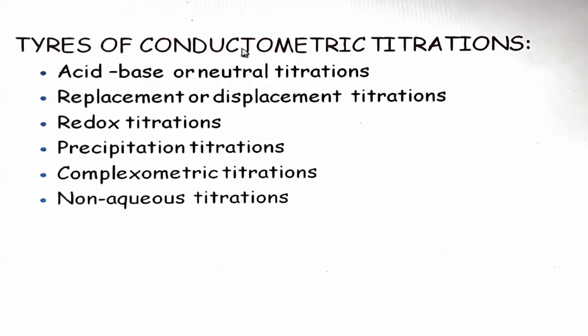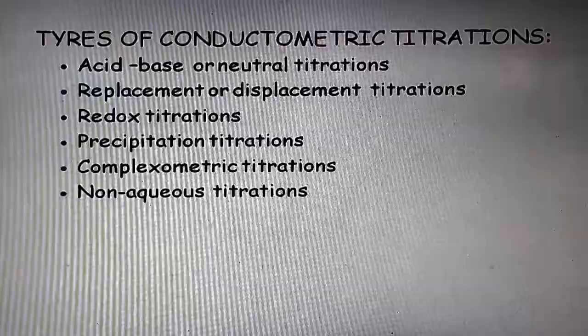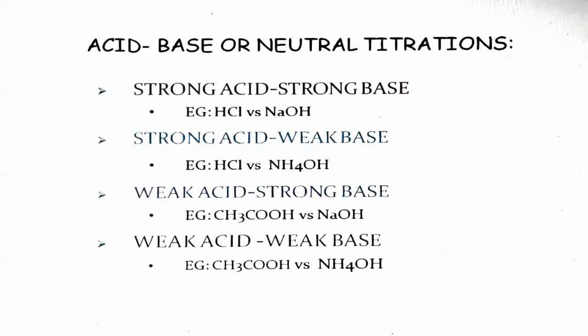So, types of conductometric titration. These are the types of conductometric titration, but in this lecture we are going to learn acid-base or neutralization titrations. These are the types of acid-base titrations. Titration with strong acid and strong base, for example HCl versus NaOH. Strong acid, weak base, that is HCl with ammonium hydroxide, which is a weak base. Weak acid, strong base, acetic acid and NaOH. And weak acid, weak base, acetic acid and ammonium hydroxide.